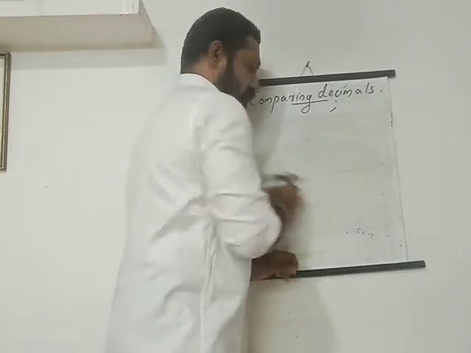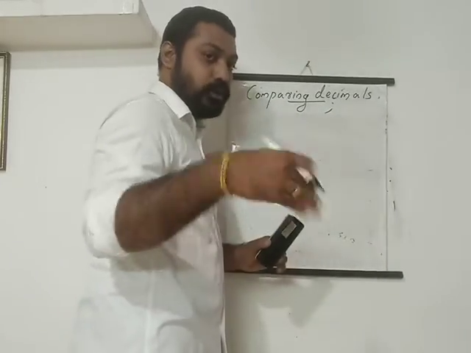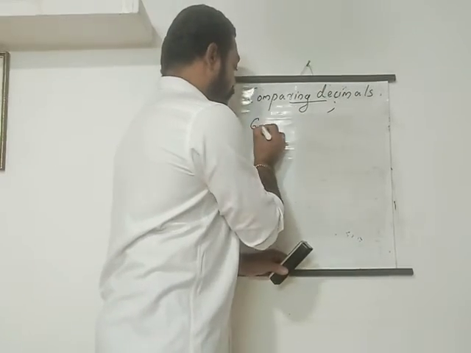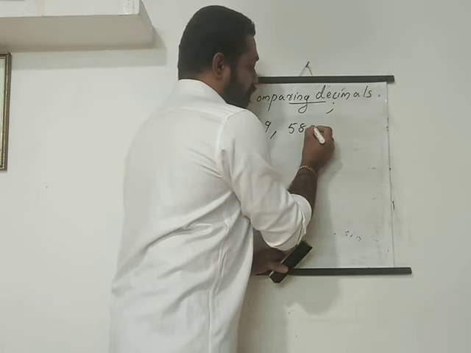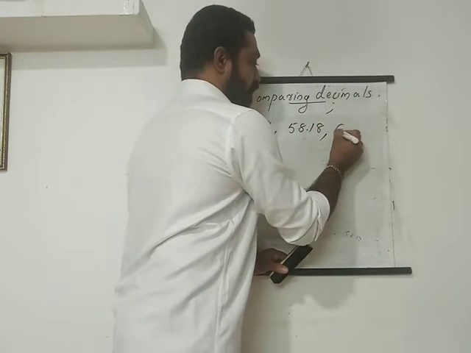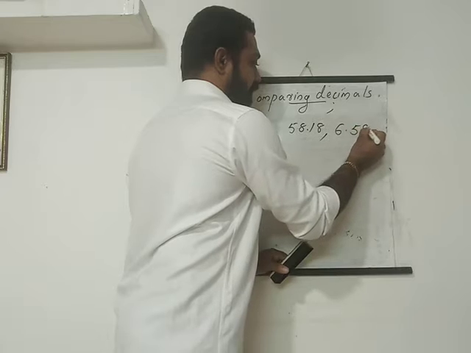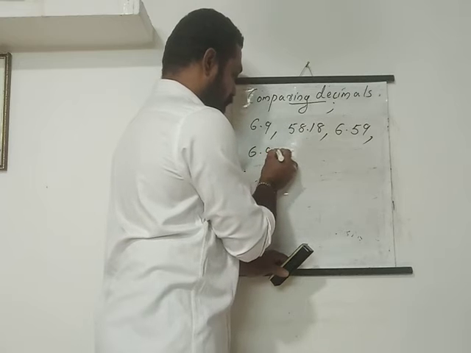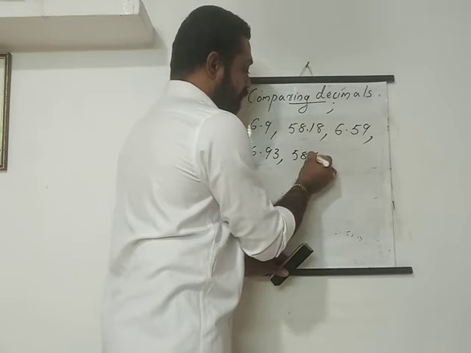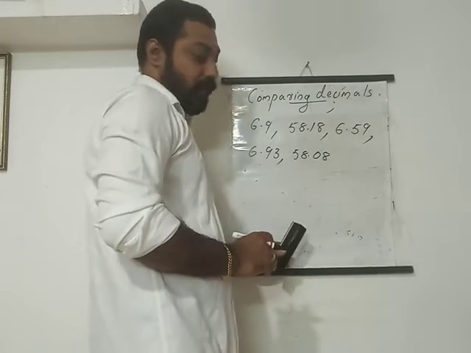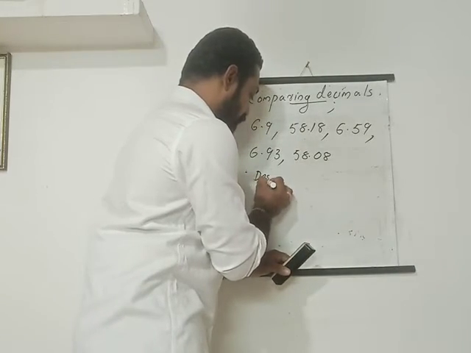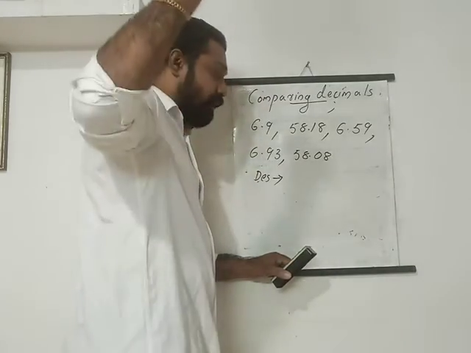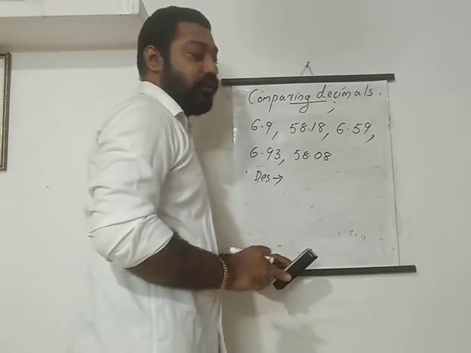So I am going to write some decimal numbers and arrange them in descending order. The numbers are: 6.9, 58.18, 6.59, 6.93, 58.08. These are the numbers I am going to write in descending order. Descending order means from big to small. So first we need to find out which one is the biggest number.